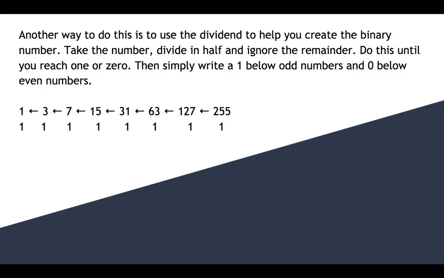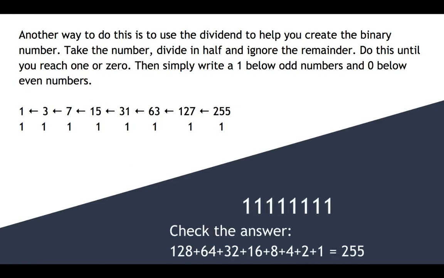You know that an odd number, when divided by 2, has a remainder of 1. An even number, when divided by 2, has no remainder because it divides evenly into that number. So that's another process to do it. You can check your answer, add all those numbers together, and you'll get 255.